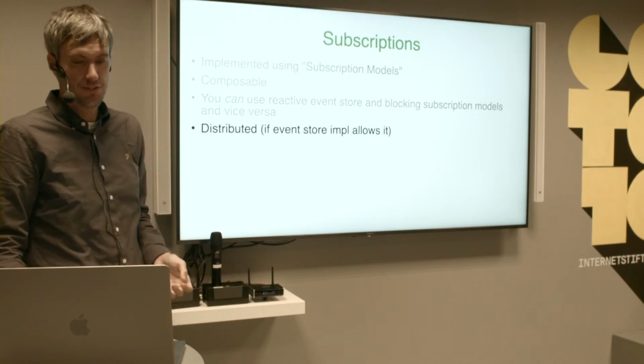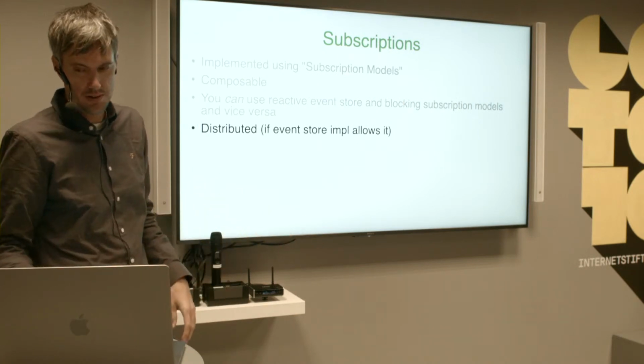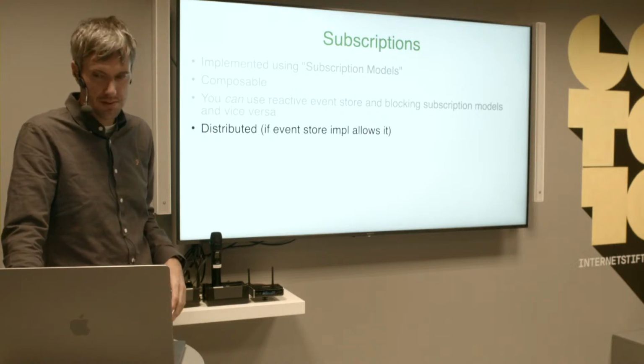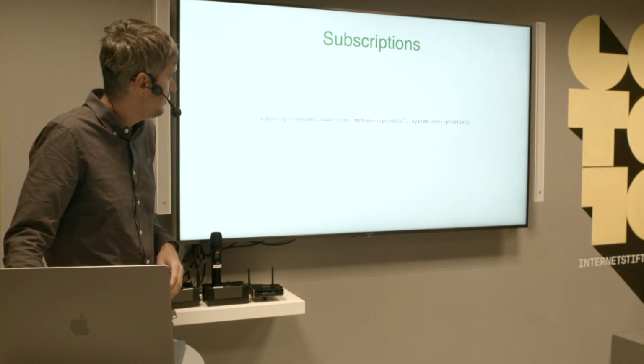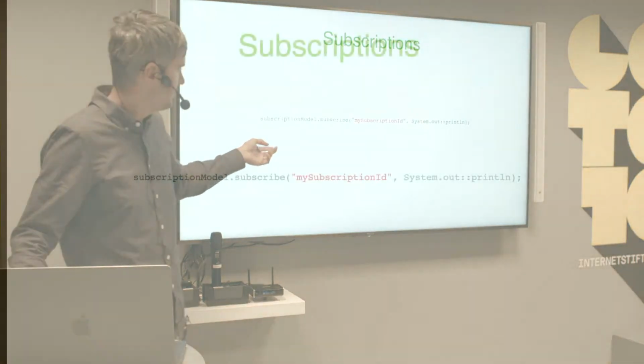It's distributed, so you can run your subscriptions on a different node than where you run your event store. So that's also pretty nice. And in the simplest case, this is the blocking subscription model, by the way. The simplest case is just that you subscribe, you have an ID of your subscription, and then you have a callback. The callback here is a higher order function that takes a cloud event and just returns a unit, or what's called void in Java.